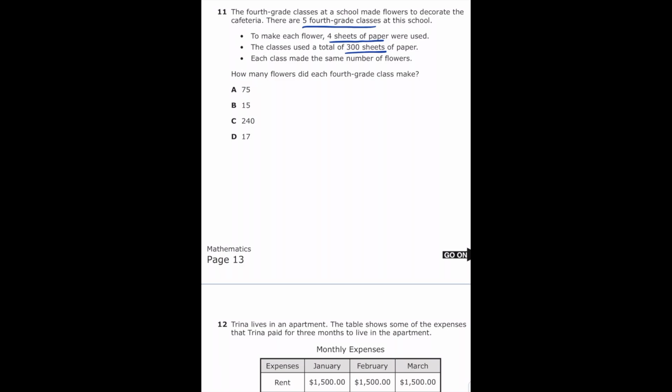So they used a total of 300 sheets of paper, and there's 5 fourth grade classes at the school. So I'm going to go ahead and divide 300 divided by 5 to see how many sheets of paper each class used. Okay, so 5 won't go into 3, but it will go into 30 6 times. And then we get a remainder of 0. 5 will go into 0 times. So each class used a total of 60 sheets of paper.